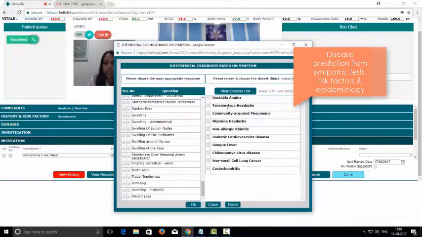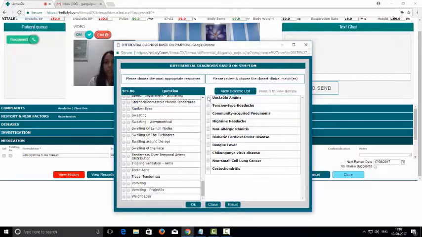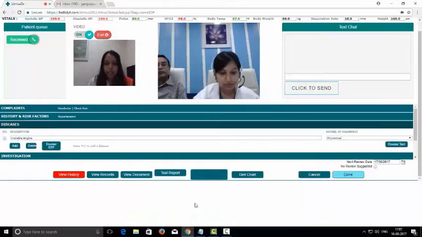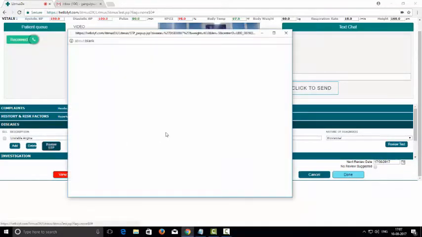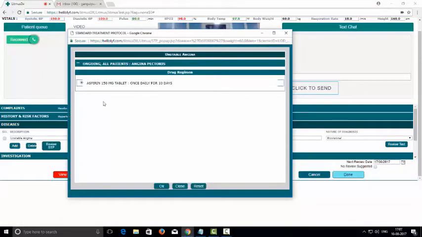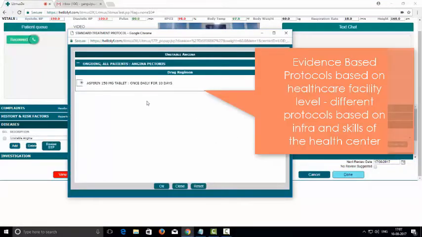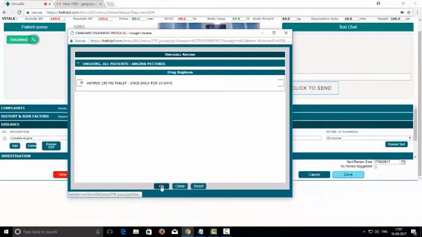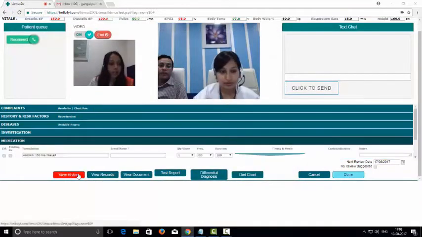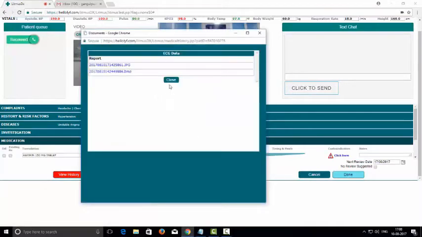I have not seen the ECG as yet, but on him, the uppermost diagnosis would be unstable angina. So I am marking out unstable angina here, and I have got unstable angina on my disease list. I am just viewing the standard treatment protocol, which asks me to give aspirin 150 mg once daily for 10 days, and I'm okay with that. I would just be visualizing the patient history.